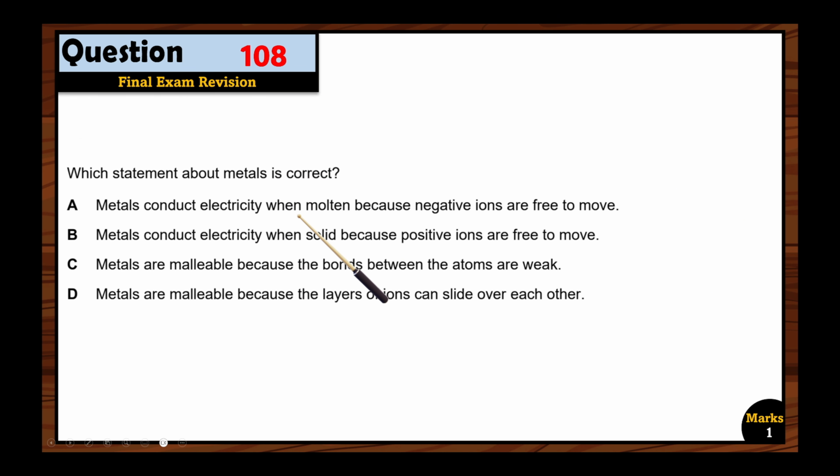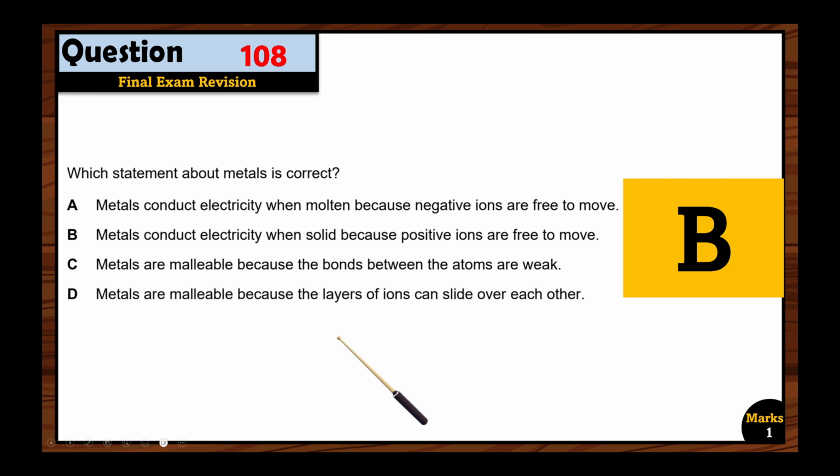Question 108. Which statement about metals is correct? Metals conduct electricity when molten because negative ions are free to move. Again, wrong. What is responsible for conducting electricity is the delocalized electrons. So that option is rejected. Metals conduct electricity when solid because positive ions are free to move. Again, wrong. We don't have negative ions in metals, right? So that option is wrong also. Metals are malleable because the bonds between the atoms are weak. Again, wrong. Metals are malleable because the layers of ions can slide over each other. Yes, that's right.